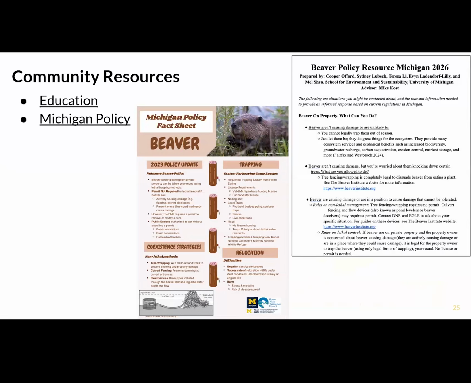The next bucket of resources that we saw our communities really needing is just a shared understanding of policy. Again, we created 2 resources for this. One that's easily digestible and can be communicated out to the public. That would be our fact sheet. It has quick hits on what are the policies, what is trapping like here in Michigan, and what are some coexistence strategies.